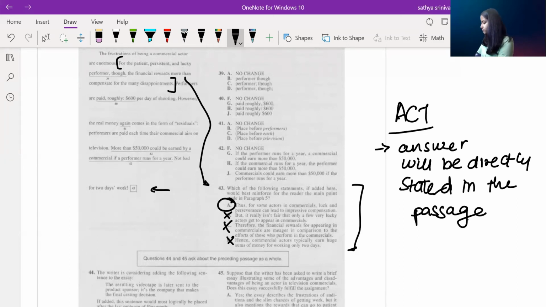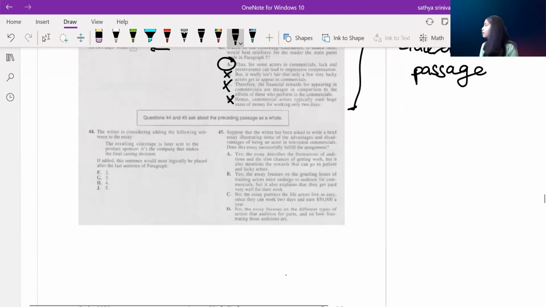Okay. So we'll move on to 45. So suppose the writer has been asked to write a brief essay illustrating some of the advantages and disadvantages of being an actor in television commercials. So, does this essay successfully fulfill the assignment, right? Does the essay talk about both the bad or frustrating stuff, the disadvantages, and the advantages, or no? Firstly, let's come up with whether it's yes or no.